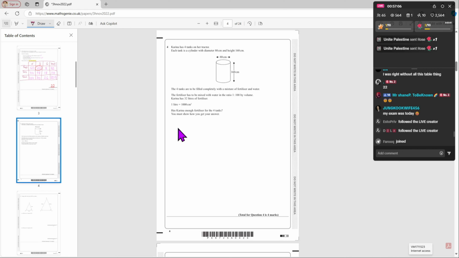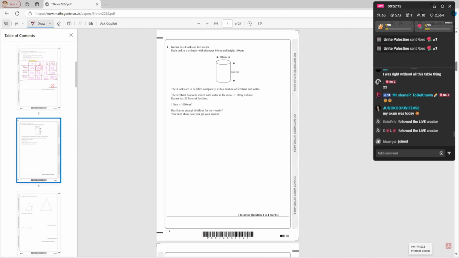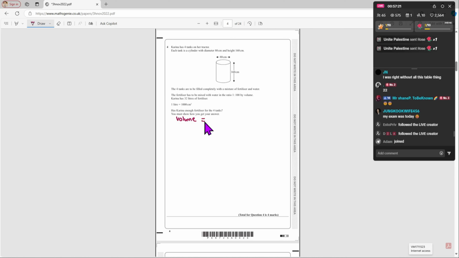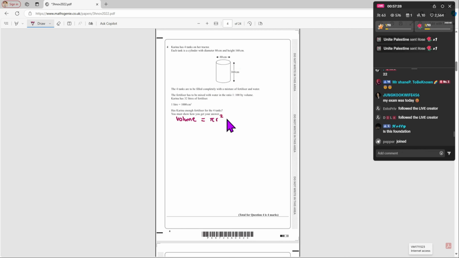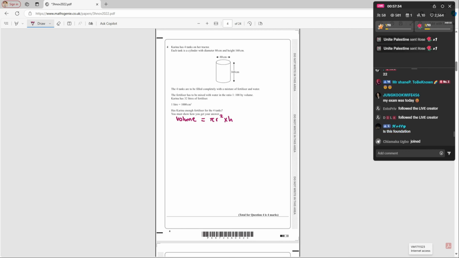But anyways, so the first thing I have to do, we know that to work out the volume of a cylinder, we have to know the formula first of all. So the volume of a cylinder is pi r squared, which is the cross section, and then times it by the height, like that. That is the formula to find the volume of a cylinder. You guys should know that.